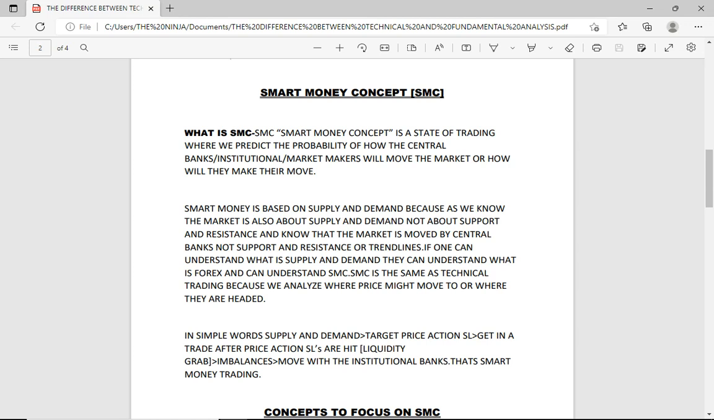SMC is the same as technical trading, because we analyze where price might move or where they are headed. So in simple terms, smart money works with the definition of forex. That's why I like smart money concept, because it speaks about supply and demand. The market, that's the market. That's actually forex trading. Forex trading is supply and demand, nothing more, nothing less. There's no difference. Smart money goes hand in hand with the definition of trading. So the definition of trading is supply and demand, easy as that.